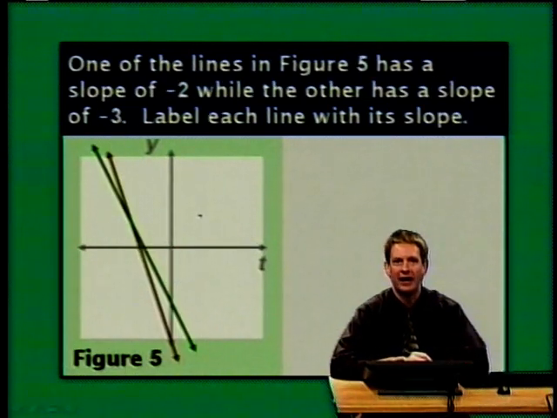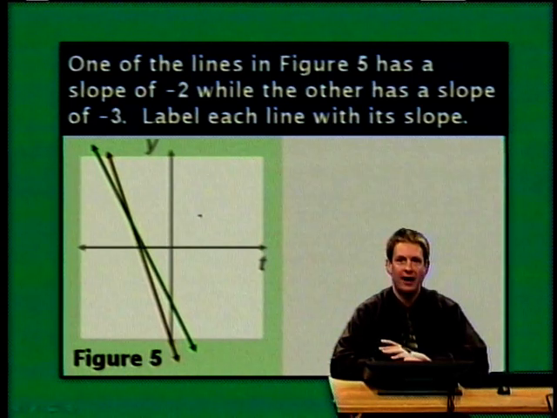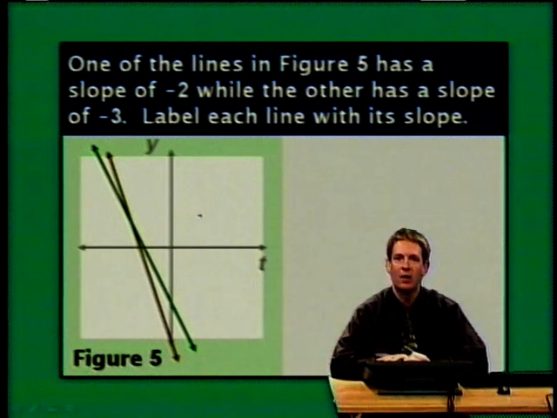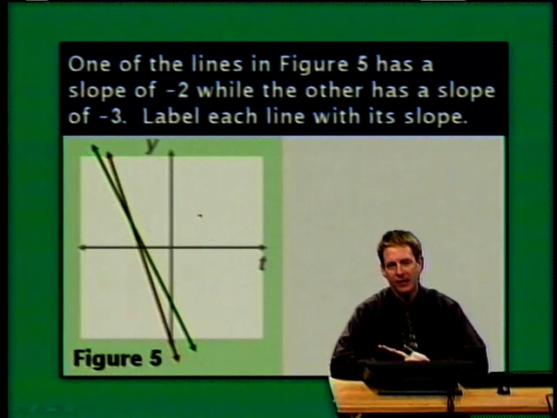One last question like this. One of the lines in figure 5 has a slope of -2, while the other has a slope of -3. Label each line with its slope. Both of these lines are decreasing, reflected in the fact that they have negative slopes. So we're back to a question about magnitude of slope. Which of the two lines is steeper? Sometimes it can be a little tricky to figure out which of the two lines is steeper, especially when the two lines are so close, and especially when the two lines are decreasing.